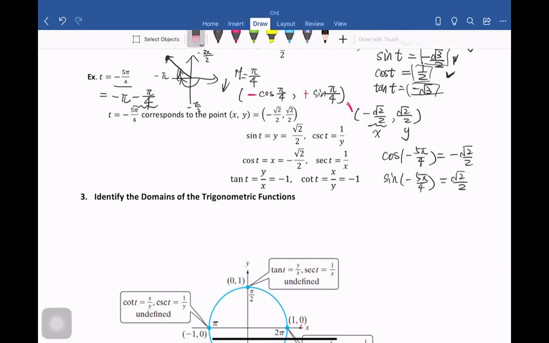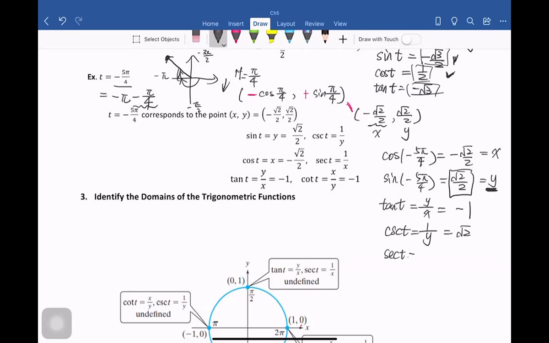Tangent. Tangent t equals this. This is y's value, this is the x value, so it equals y over x. That's negative 1. And cosecant equals the reciprocal of sine. That's 1 over y. That's square root of 2.